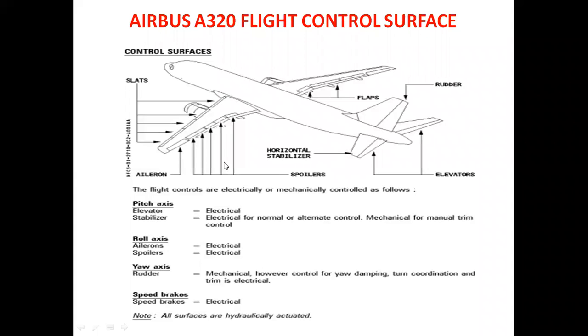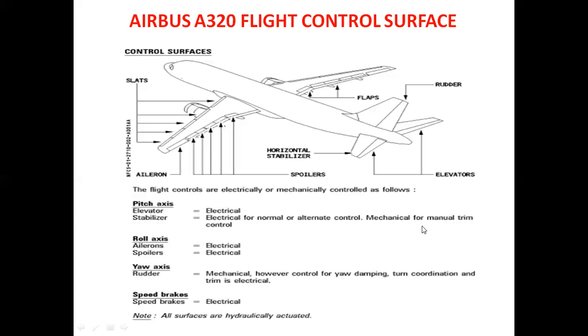So all flying control surfaces must be operated with hydraulic power. There must be hydraulic actuators linked with all flying control surfaces, which finally move the flying control surface, either primary or secondary. So now come to the pitch axis. The elevator is controlled electrically but hydraulically actuated. The stabilizer is controlled electrically for normal or alternate control.